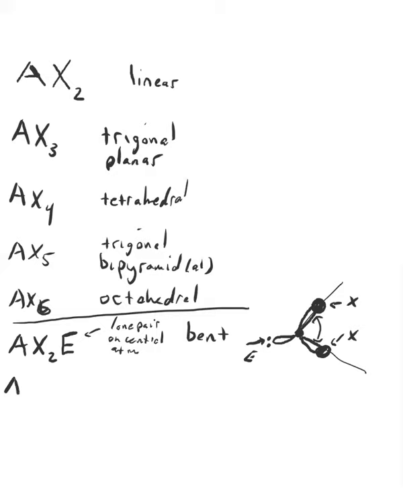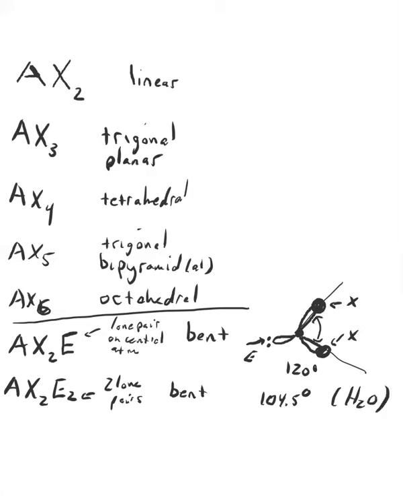Okay, so this is bent. And then same thing if you have 2 lone pairs on the central atom. It's also bent, but the angle is smaller. Here it's around 120 degrees. Here it's 104.5. The example of this would be water. Water has 2 lone pairs on oxygen, 2 surrounding atoms. And so its angle is around 104.5. And we call that a bent structure. If you have 3 surrounding atoms and 1 lone pair on the central atom, this one is called trigonal pyramidal. And the angle there is about 107 degrees.